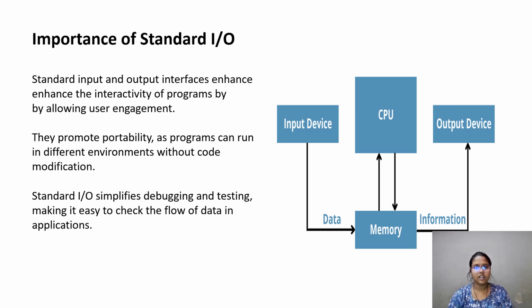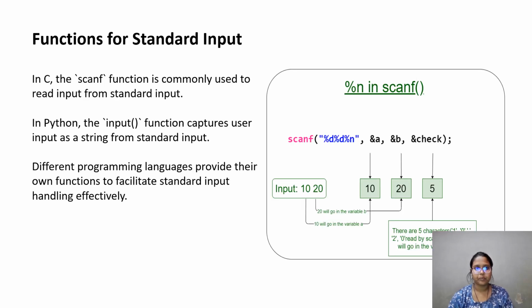Here we can see the diagram: an input device gives the data and it will be stored in the memory, like in the CPU, and it gives the information to an output device. This is the process of input and output.